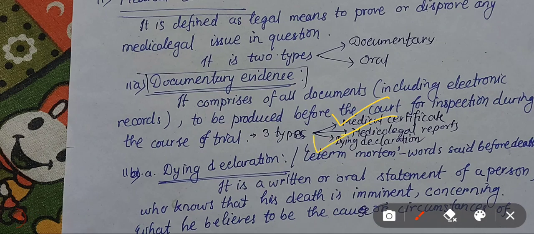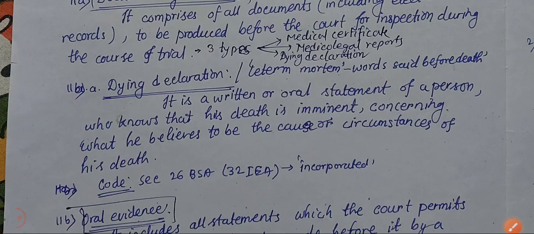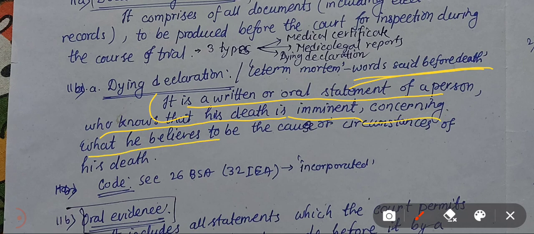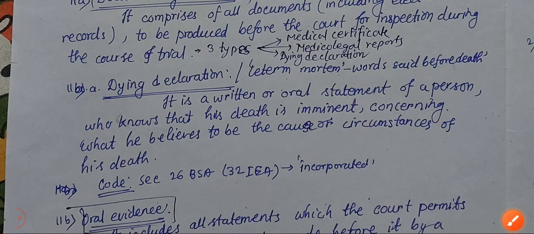And a dying declaration. A dying declaration is called a lex mortem, which means the words said before death. It is defined as the written or oral statement of a person who knows that death is imminent, concerning what he believes to be the cause or the circumstances of his death.